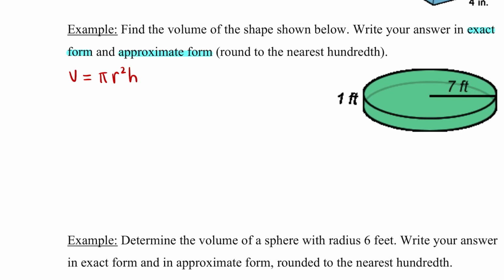My r is 7, so I am going to substitute r with 7. And the height is 1, so I am going to substitute h with 1. Pi times 7 squared times 1. 7 squared is 49 times 1 is 49. So V is 49 pi. This is my exact answer. So the volume is 49 pi cubic feet.